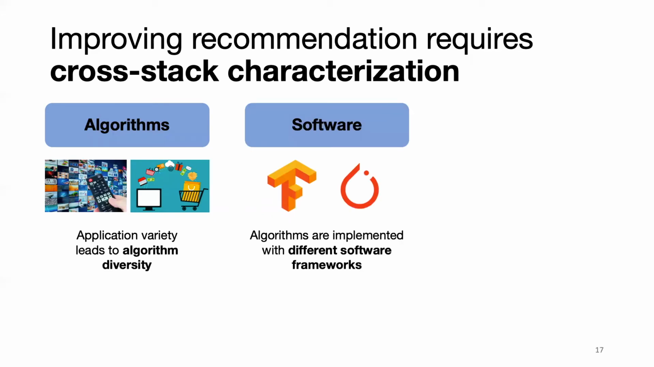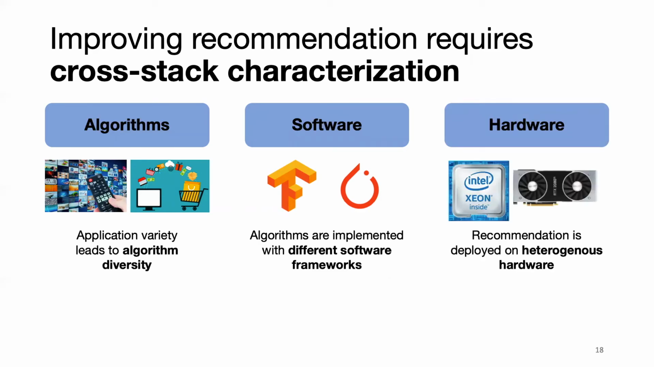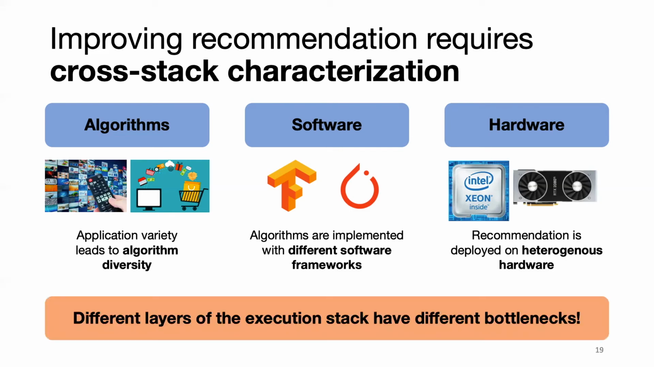Next, we have the software. Since these models are deep learning based, the model implementations themselves are often based on popular deep learning frameworks. This, however, leads to implementation differences as the software frameworks are not unified. Lastly, we have the hardware platforms. Leveraging heterogeneous hardware in the form of CPUs, GPUs, and accelerators is essential from both efficiency and infrastructure standpoints. This leads to an important observation that different layers of the execution stack have different bottlenecks.